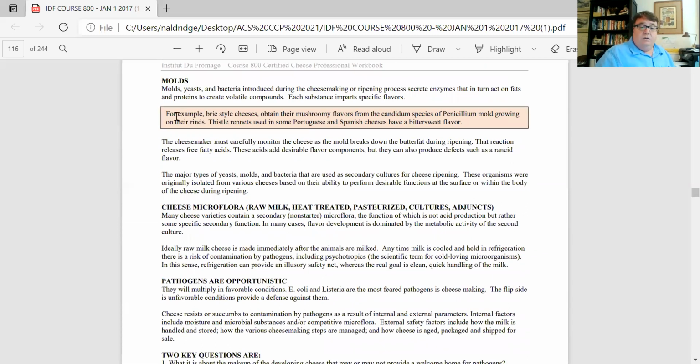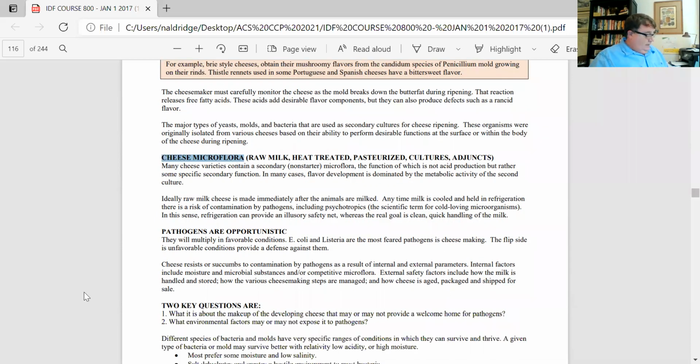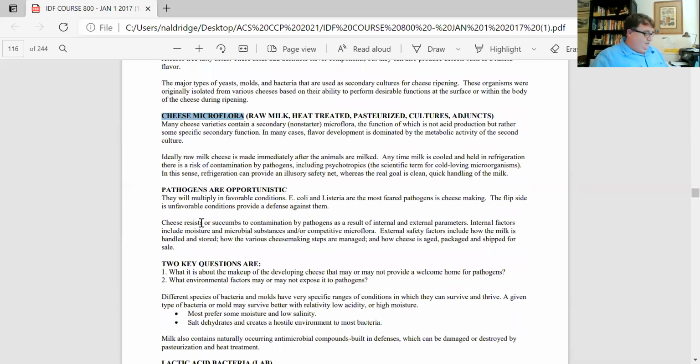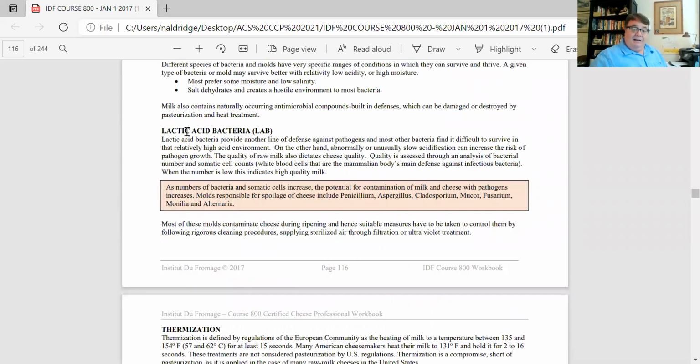Under molds, again, I would focus on this little box here under the word molds and microflora. I threw that word out earlier. So on page 116, that's where we're using cheese microflora. Absolutely know about those. And pathogens are opportunistic. Anytime you see a pathogen, read that. Lactic acid bacteria, we've probably already talked about before, but highlight that. Lactic acid bacteria, know what that is.